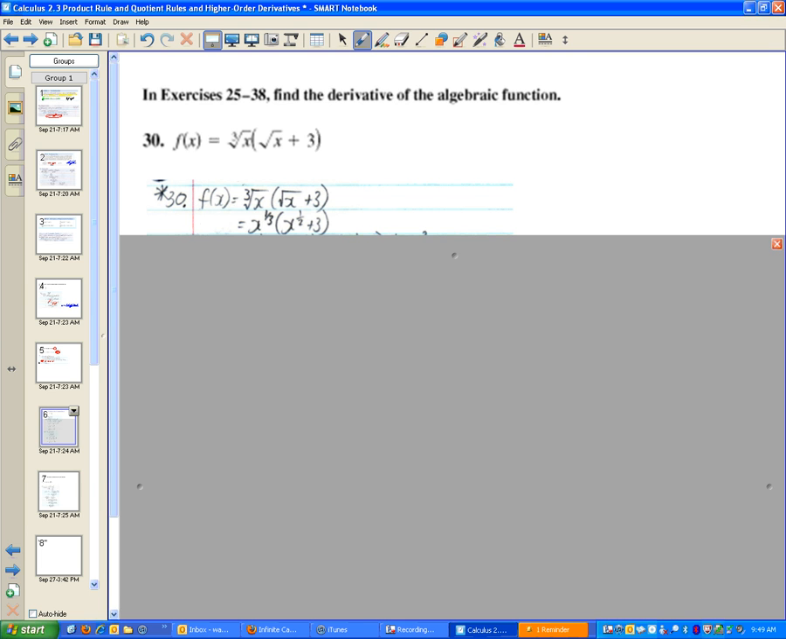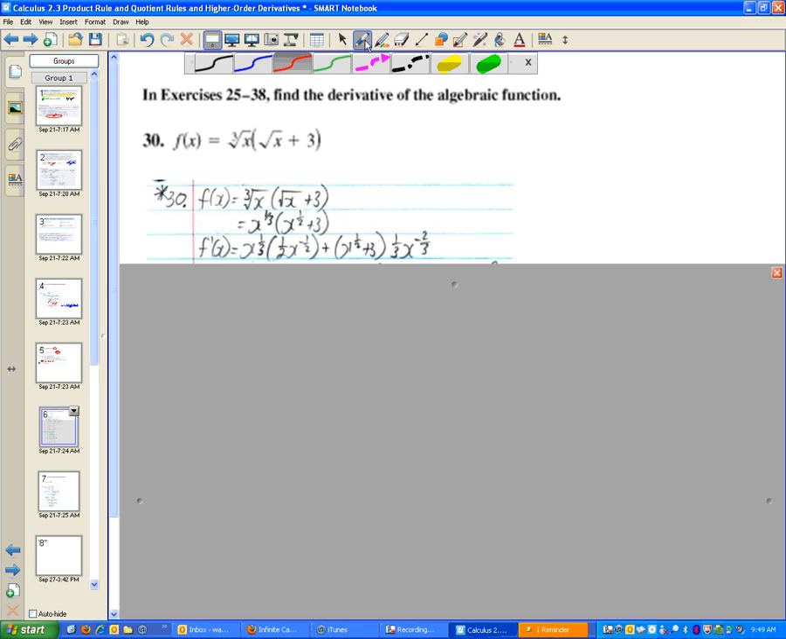And now, let's product rule it. So this will be f prime of x equals the first function, x to the 1/3, times the derivative of the second function. What's the derivative of x to the 1/2? 1/2 x to the negative 1/2. What's the derivative of 3?